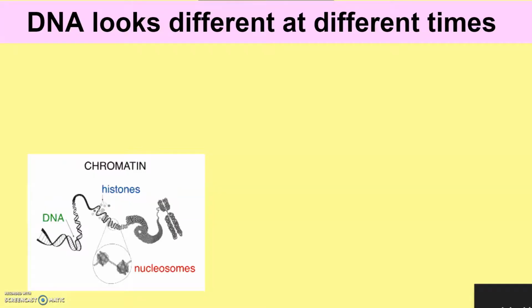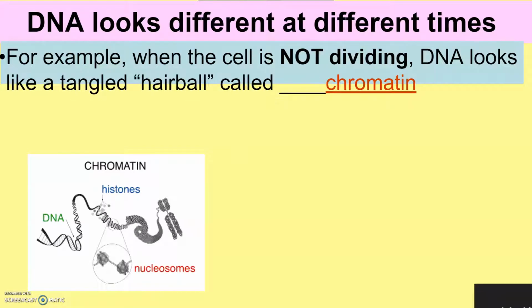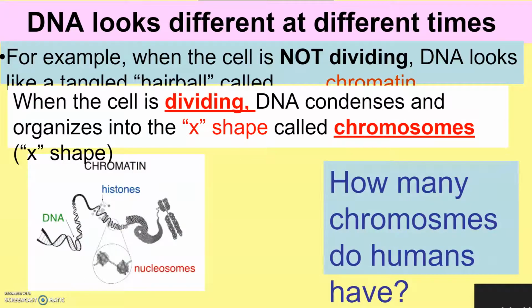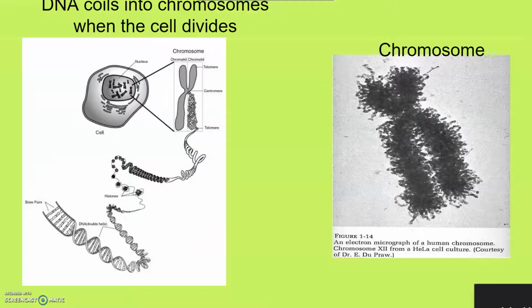DNA looks different at different times. For example, when the cell is not dividing, DNA looks like a tangled hairball called chromatin. It looks like a whole bunch of hair all matted up and tangled up. Think about when you take a shower and you wash your hair, sometimes it's one large hairball. That's what chromatin is. But when the cell is dividing, like mitosis and meiosis, DNA condenses and is organized into an X shape called a chromosome. So how many chromosomes do humans have? Just think about that and we'll get back to that question.